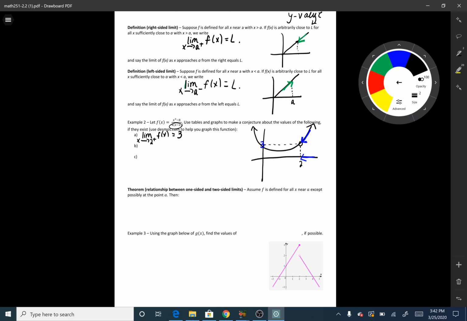All right, then we'll look at the limit as x goes to 2 from the left of f of x. So here we want as x approaches 2 from the left-hand side, so we are going to be approaching this side of f of x. And again, this is also approaching the y value of 3.